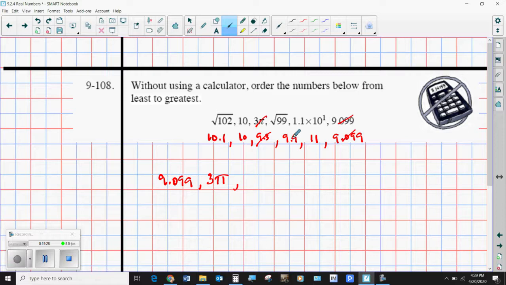Then this is the only other one that's less than 10, so we're going to put that in next, the square root of 99. And then 10 comes before the square root of 102, because this is about 10.1 or 10.2. And then 1.1 times 10 is going to be 11. That's going to be the greatest one. So what did we have? 1, 2, 3, 4, 5, 6, all in order from least to greatest.